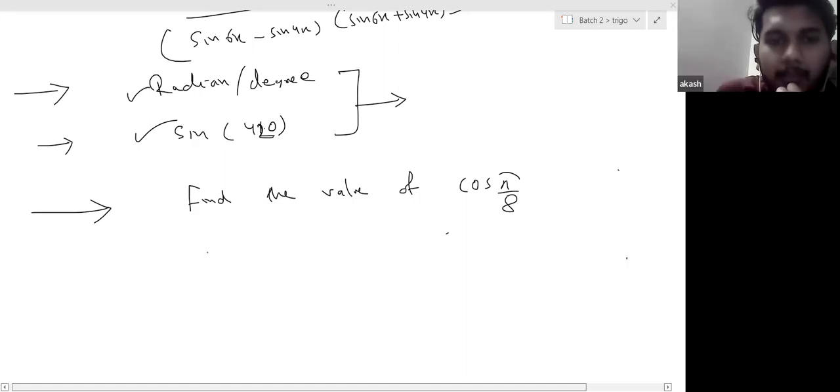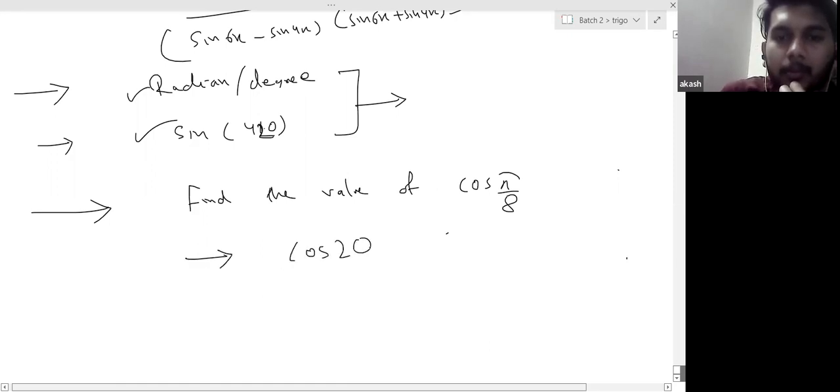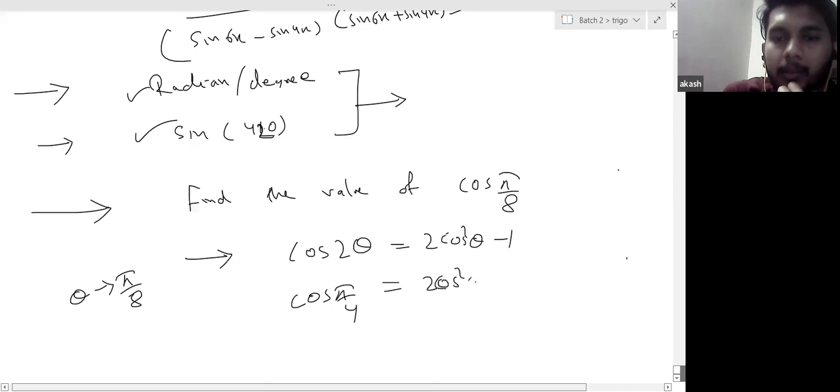Okay, you can again use the same half angle formula for cos theta. We know cos 2 theta is 2 cos square theta minus 1, right? So if theta is pi by 8, then 2 theta will be pi by 4. So we can say cos pi by 4 is equal to 2 cos square pi by 8 minus 1. So 2 cos square pi by 8 will be equal to 1 plus cos pi by 4.